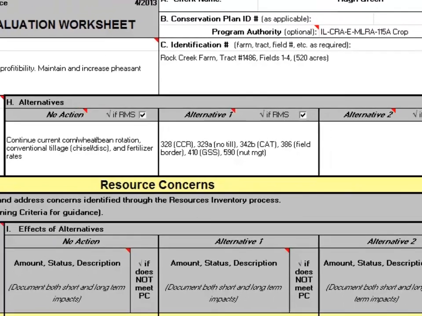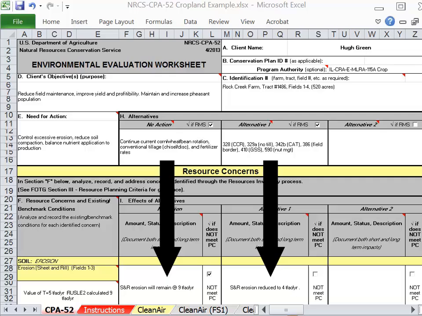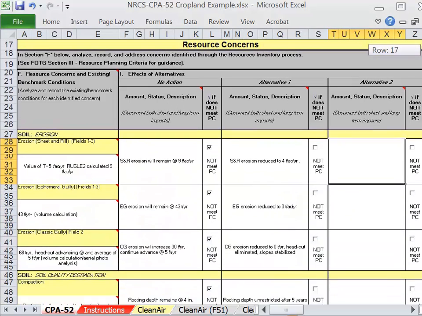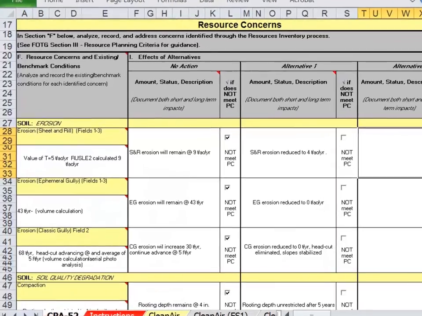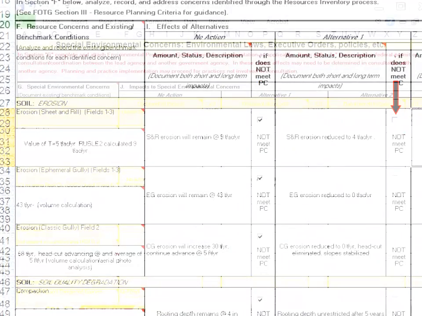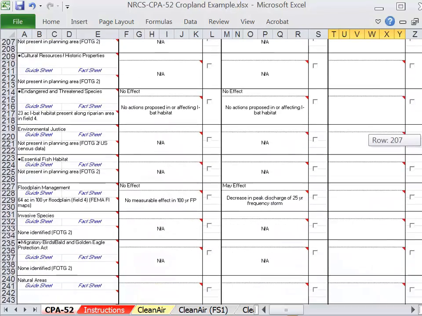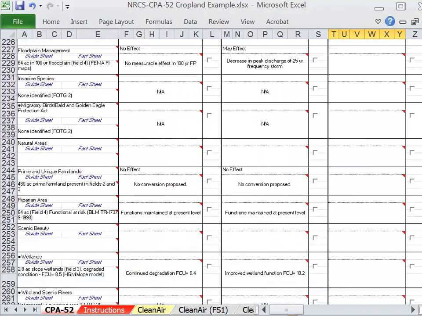The Section H alternatives were then analyzed in the remaining sections of the NRCS CPA 52. In Section I, Effects of Alternatives, Marie analyzed how the alternatives, no action and Alternative 1, would impact Section F resource concerns and if they would now result in meeting the planning criteria. Below, in Section J, Impacts to Special Environmental Concerns, Marie continued to analyze and document how the alternatives, no action and Alternative 1, from Section H would impact any documented benchmarks from Section G.